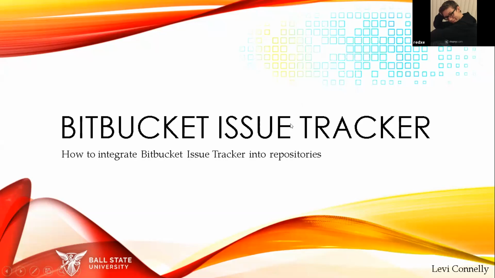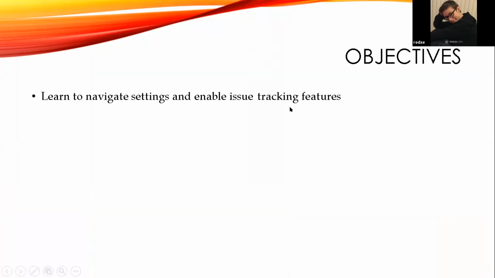Okay, so essentially today I'll be talking about how to integrate the Bitbucket issue tracker into our project and into the repository that we'll be using for Cyberwater. The objectives that we want to go over today: we want to learn how to navigate the settings and enable the issue tracking features. For one, learn how to navigate the issues category.